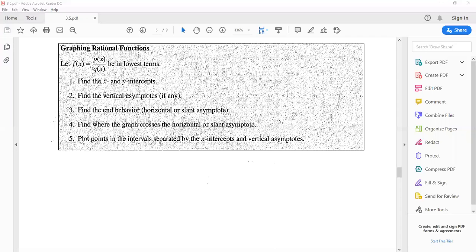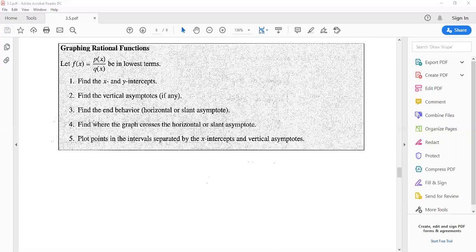So then the first thing we'll do is find the intercepts, right? The x-intercepts are got by setting y equal to 0 and solving. The y-intercepts are got by setting x equal to 0 and solving. Then we'll find the vertical asymptotes, which we're pretty good at now. And then we'll determine the end behavior, which is another way of saying, is there a horizontal asymptote? Is there a slant asymptote? Or maybe there's not. I think there probably will be at least one of those in the example that we'll see.